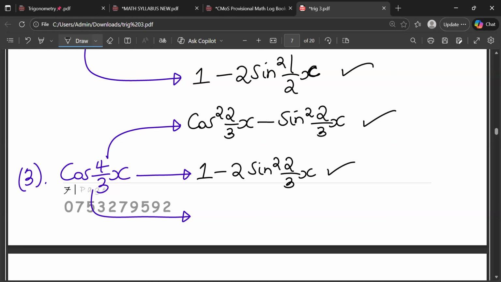Then lastly, 2 cos squared (2/3)x minus 1. Very good. Very good. Thank you.